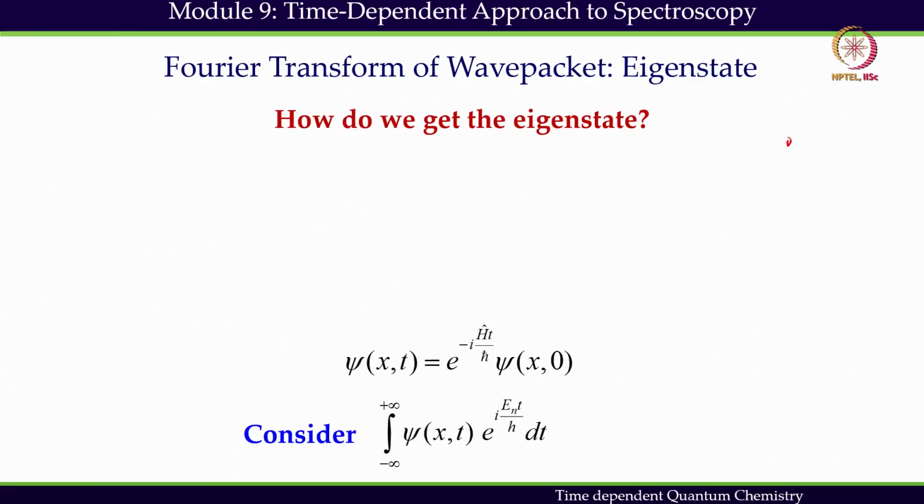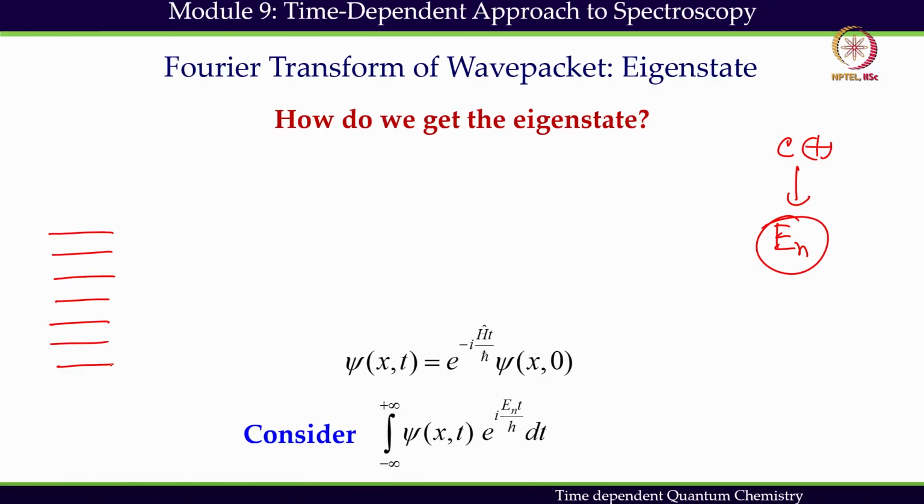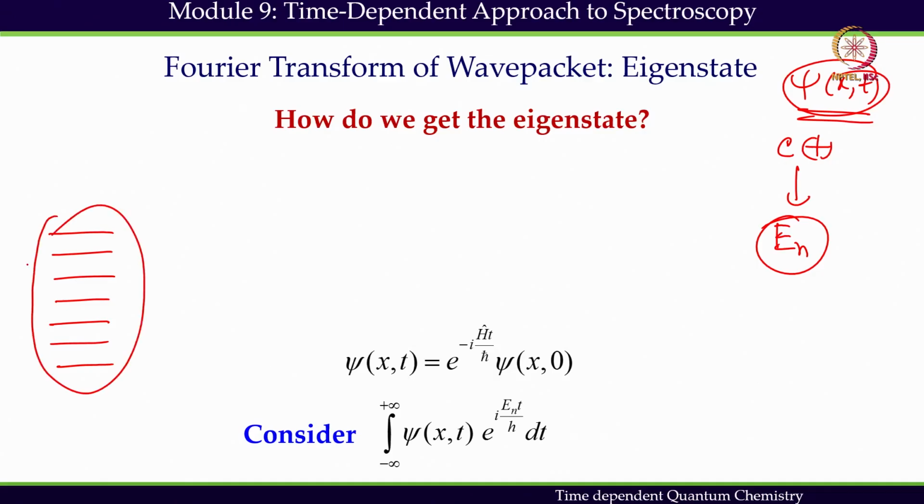So what we have realized is that if I know the correlation function CT, I will be able to get its eigenstate energies. So I'll be able to explore the eigenstate energies of a system. All I need to do is play with the propagation of the wave function. I can start with a particular wave function and propagate it for a long or convenient time, so that I can include the eigenstate energies of interest.